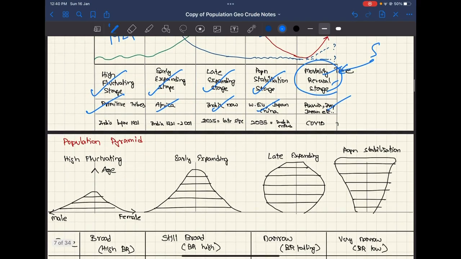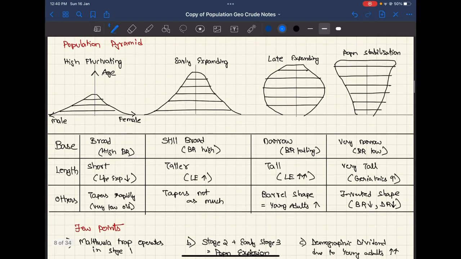So the population pyramid for the first stage is like this. It is very broad because of high birth rate. It is very short because life expectancy is low, and it tapers rapidly because there is a very low proportion of old age population.